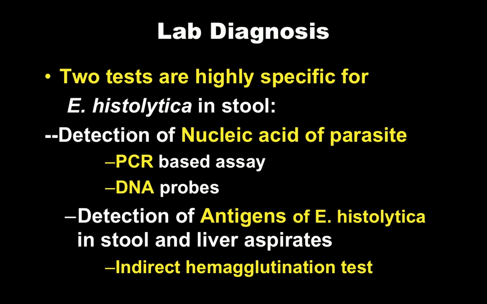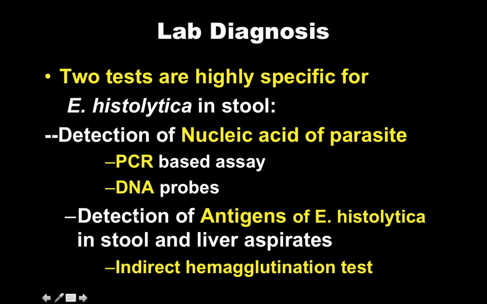Now, besides this, two other tests are highly specific for Entamoeba histolytica. Number one is the detection of nucleic acid of the parasite in the stool, and this can be done by performing PCR assays, or we can use DNA probes. The DNA probes go and hit the DNA and help us in identification of the nucleic acid, and we will be discussing PCR as well as DNA and all the other serological tests in detail when we go to the serological part of this topic.